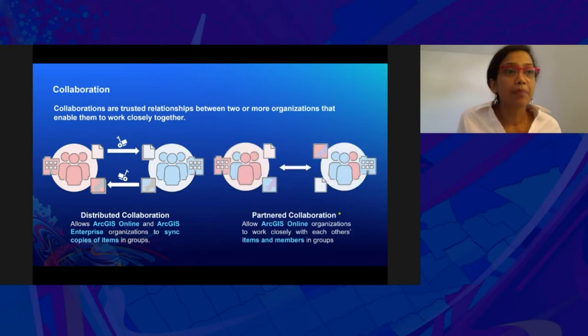What's new is partner collaborations. It's new in next week's release of ArcGIS Online, and it allows two ArcGIS Online organizations to work closely with each other's items and members in groups. So this means that the blue organization has a group. There's a member of the pink organization in that group who brought their map along with them. All of the people in that group, members from the blue organization and the pink organization, with items from the blue organization and the pink organization, are all working together.